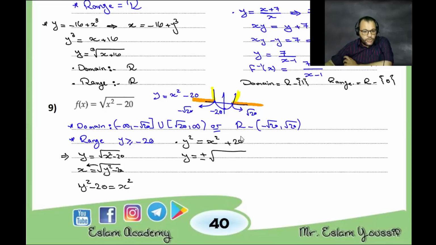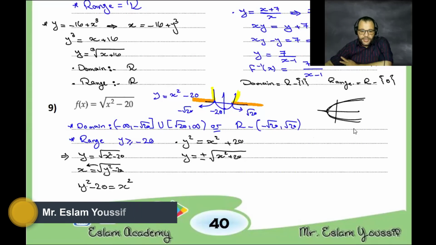Okay. So x squared plus 20. Do you know how the graph for this one would look like? It's going to be a parabola, shifted to the negative side, from negative 20 going to the right. And you have two sides. So this part is positive, and this part will be the negative part.